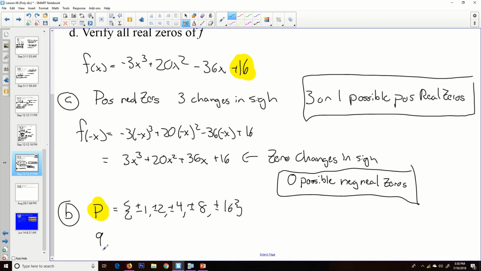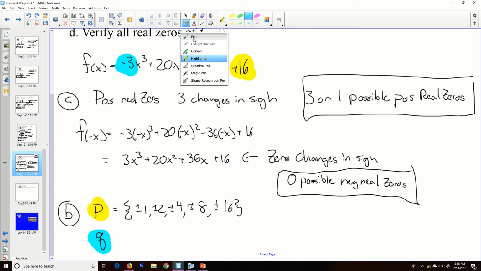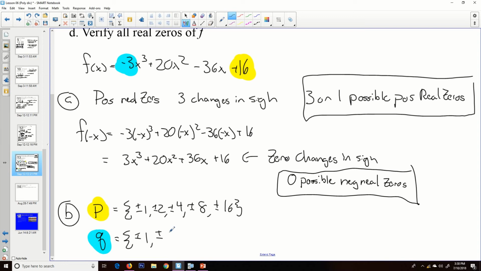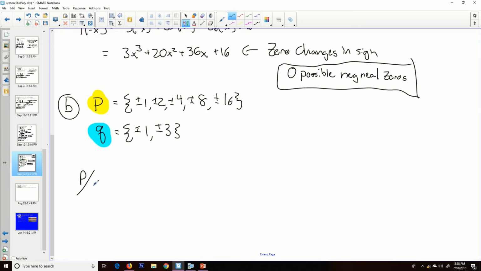And then my values for Q, I'm going to use a highlighter again. Let's use that light blue because that's easy to see. I'm looking for the divisors of negative 3. And so plus or minus 1 divides 3, and plus or minus 3 divides negative 3. And so my list of P over Q is the list of all possible combinations of the P list as numerators and the Q list as denominators.